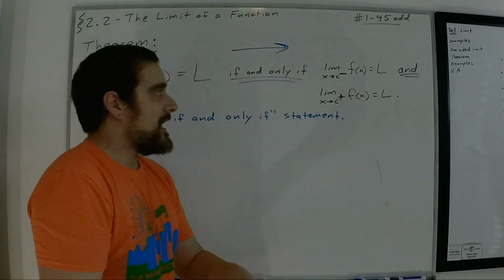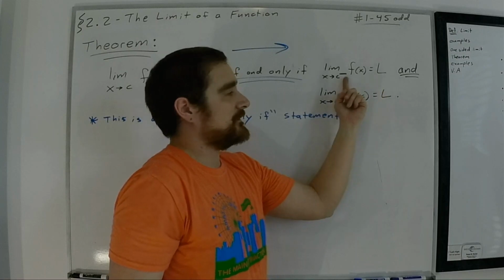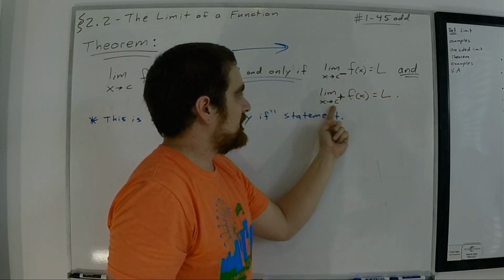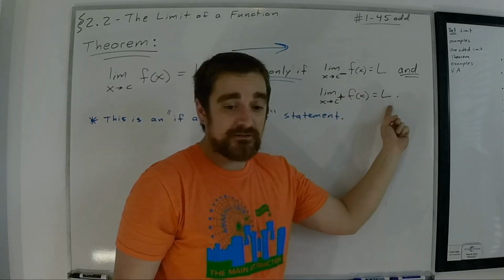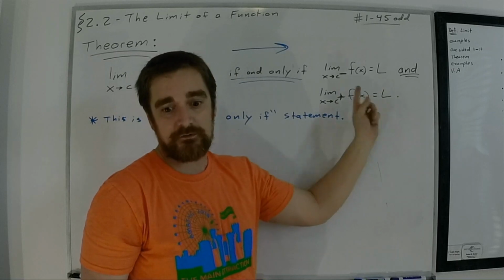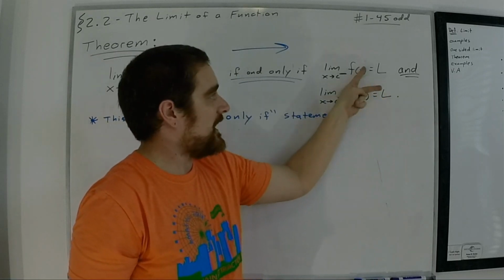Or we could say it backwards. Hey, I found the limit as x goes to c from the left to be this number, and I found the limit as x goes to c from the right to be the exact same number. This is an L and this is an M, right? These aren't two different letters, these are the same L. So these have to match.